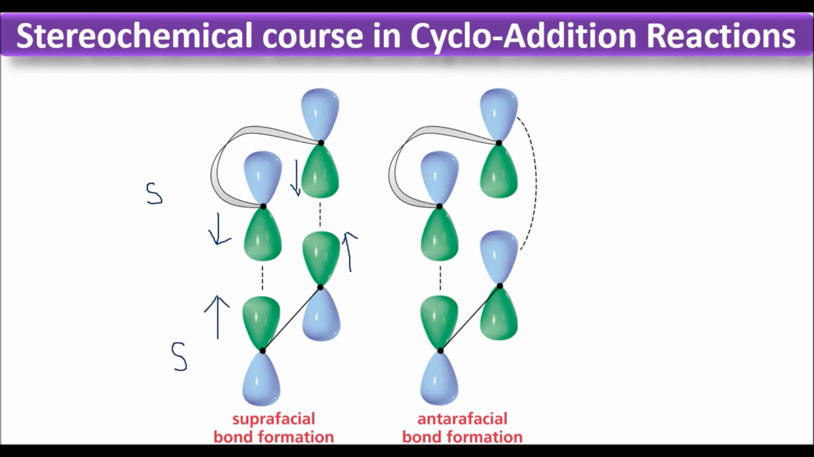Come to here, it is forming sigma bond at the top side, and here it is also forming sigma bond at the top side. But for this pi partner, you see, bottom side lobe is involved in sigma bond formation, here top side lobe is involved in sigma bond formation. That's why it is called antara mode of cycloaddition.